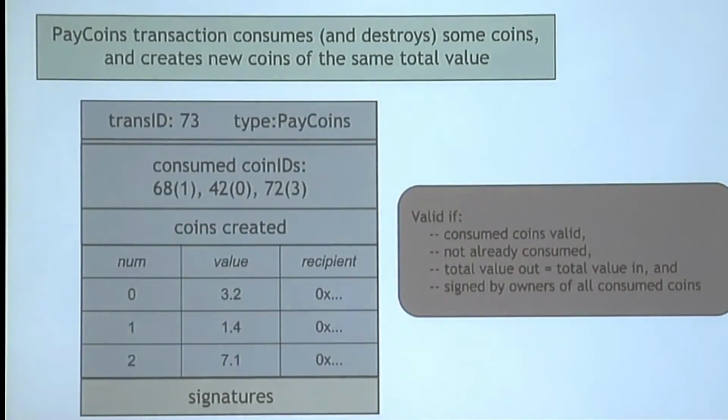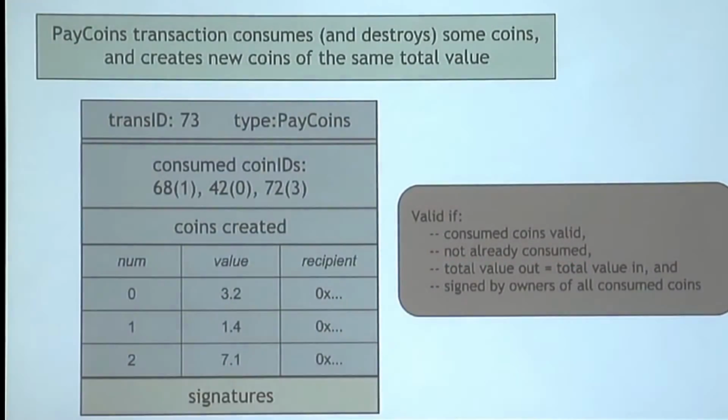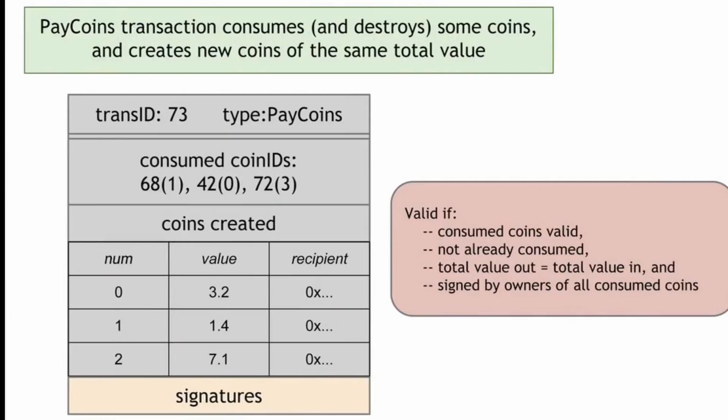The rules of Scrooge coin say that a Paycoins transaction is valid if 4 things are true. First, if the consumed coins are valid, that is, they really were created in previous transactions. Second, that the consumed coins were not already consumed in some previous transaction. That is, that this is not a double spend. Third, that the total value of the coins that come out of this transaction is equal to the total value of the coins that went in. And finally, that the transaction is validly signed by the owners of all of the consumed coins. If all of those things are true, then this Paycoins transaction is valid.